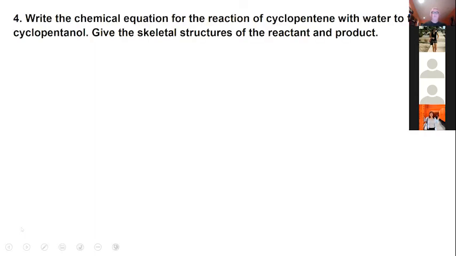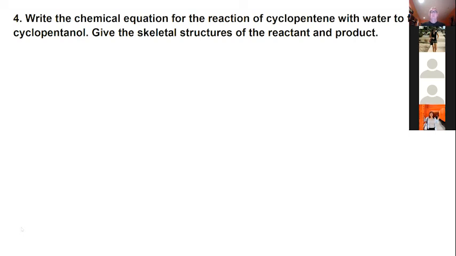Number 4. Had a lot of people with questions about number 4. So first, before we write the chemical equation, which would just be the formulas for everything, and people had a lot of trouble figuring out what the formulas were. Let's actually write the structures first, and then we should be able to figure out what the formulas are.